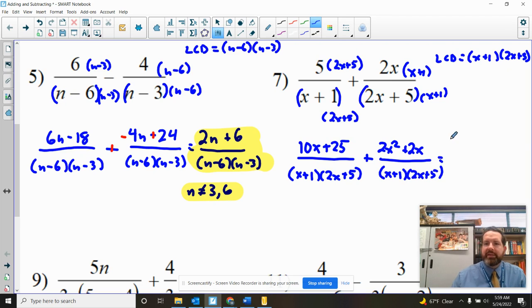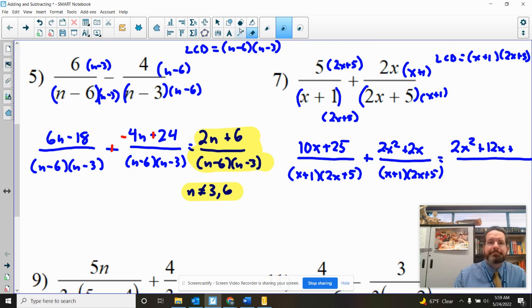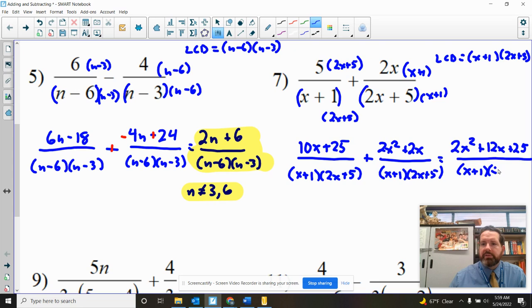So put it all together. We're going to have a 2x squared, 10x plus 2x would be 12x's, and the plus 25. And that's all over the common denominator. Tell you what, we're going to rewrite that as well, because it looked a little nasty: an x plus 1 and a 2x plus 5.